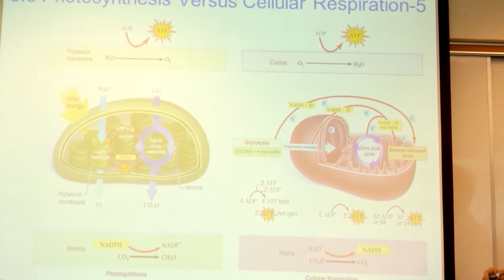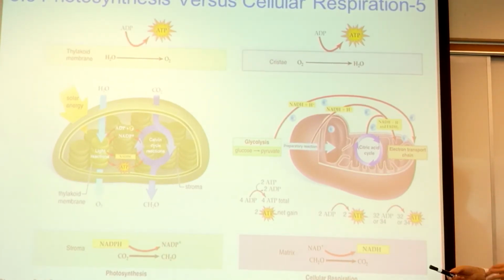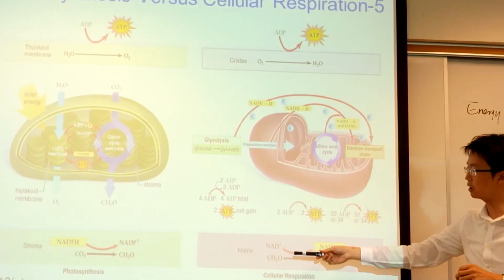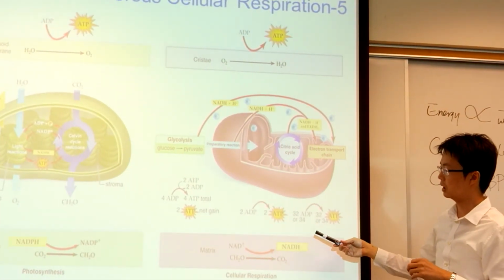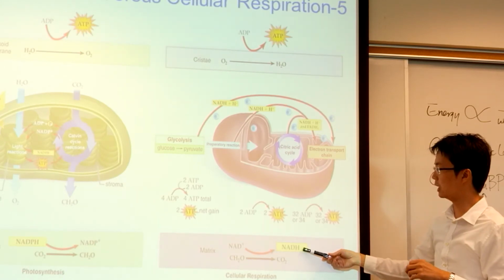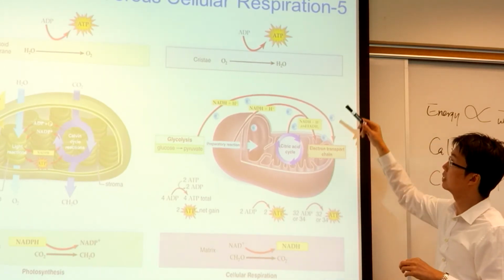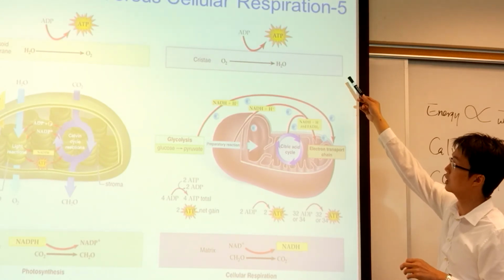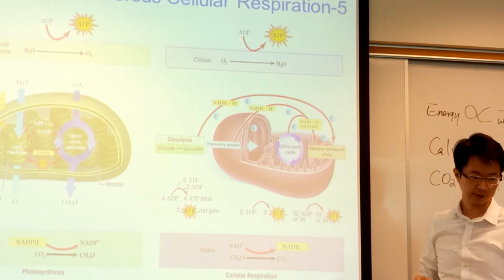But in cellular respiration, the order is reversed. It first occurs in the Krebs cycle, or citric acid cycle, to make NADPH, and then at the end, the electron transport chain makes ATP. So that's it.